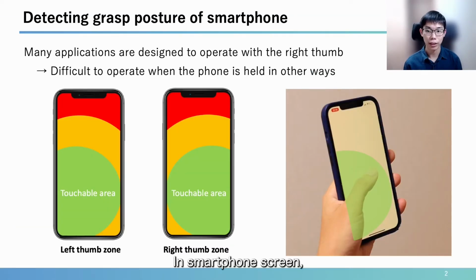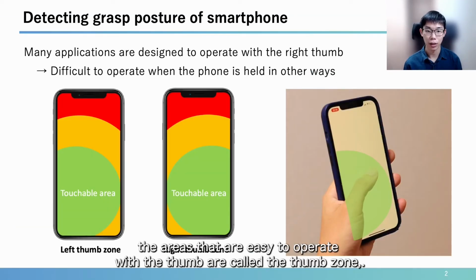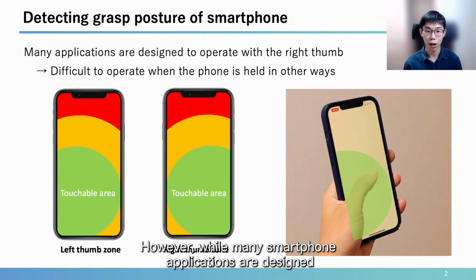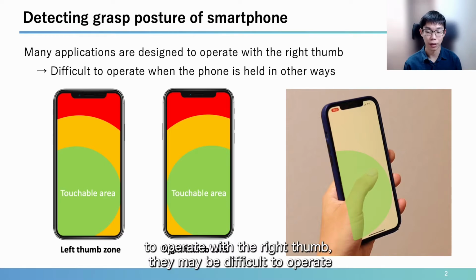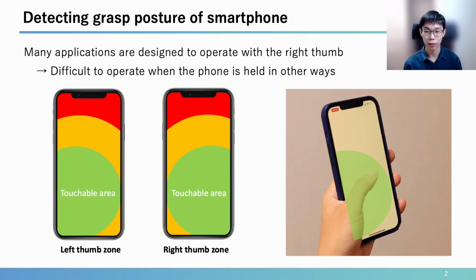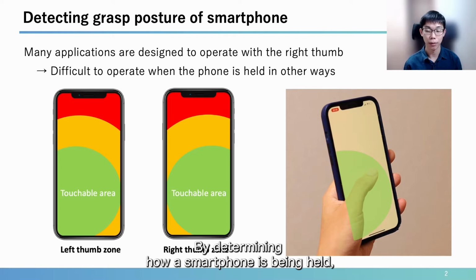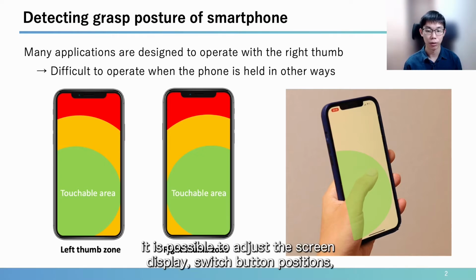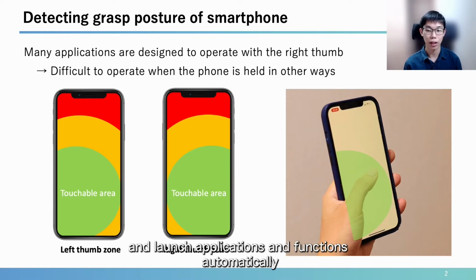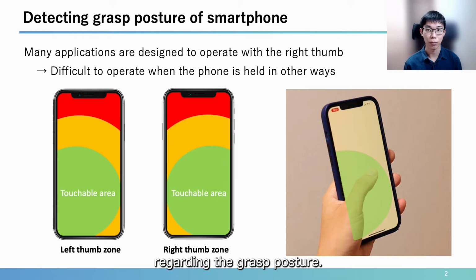In a smartphone screen, the areas that are easy to operate with the thumb are called the thumb zone. However, while many smartphone applications are designed to operate with the right thumb, they may be difficult to operate when the phone is being held in other ways. By determining how a smartphone is being held, it is possible to adjust the screen display, switch button positions, and launch applications and functions automatically regarding the grasp posture.